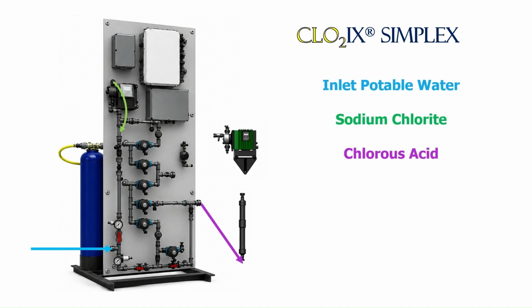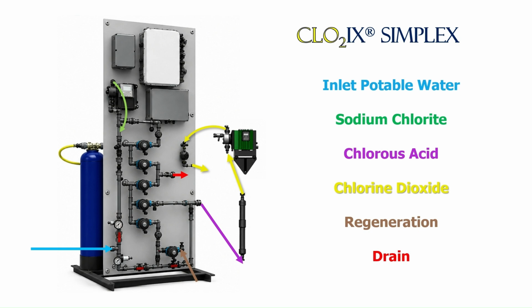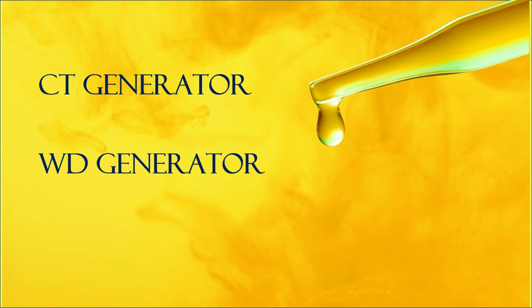Sodium chlorite is diluted, converted into chlorous acid, and then converted into chlorine dioxide using the catalyst. The system regenerates the resin to maintain performance and reliability.